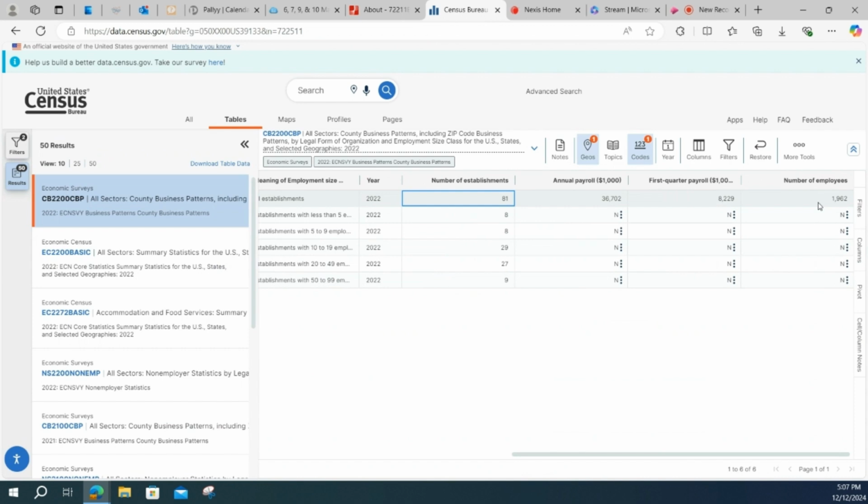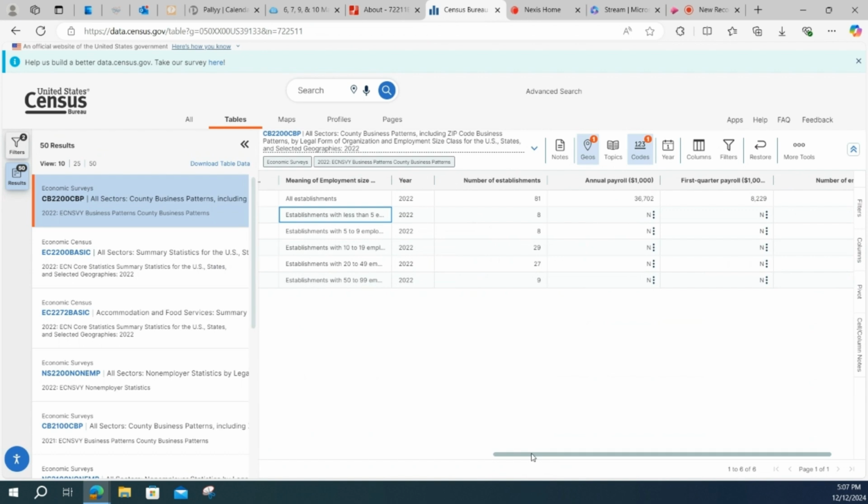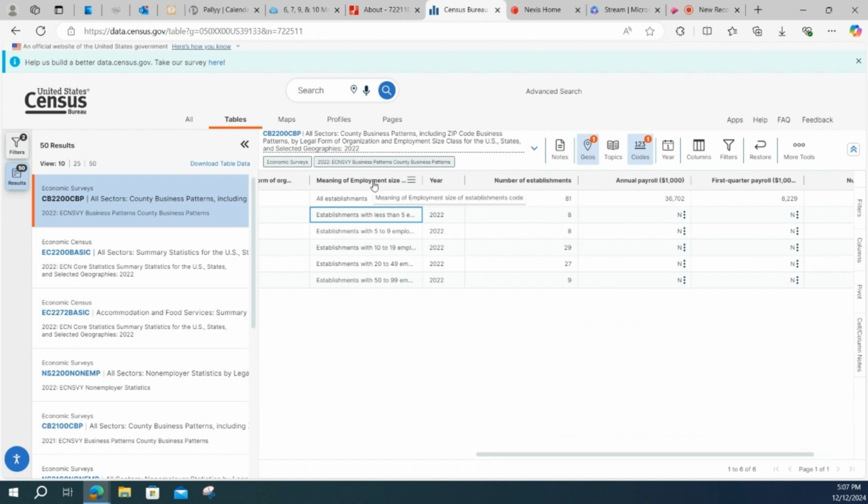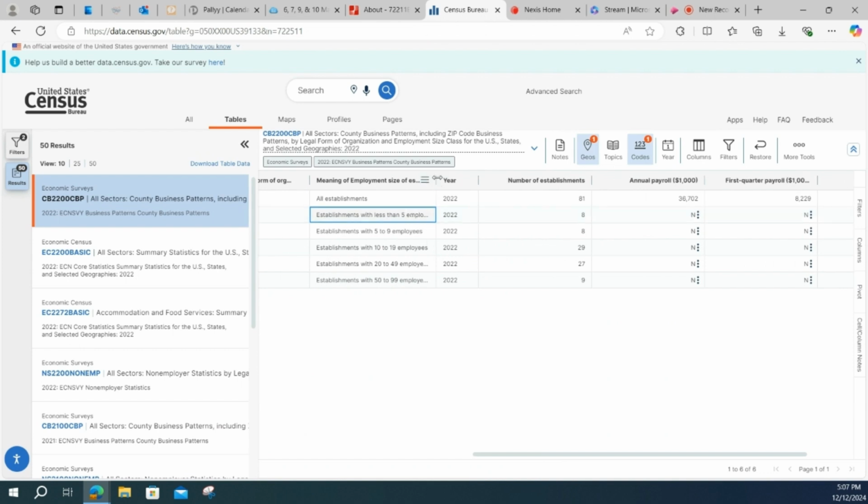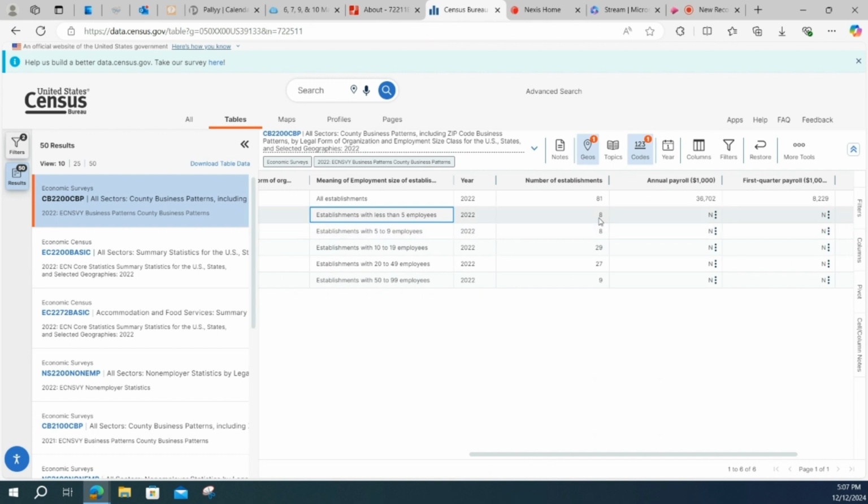And I could see some things about payroll. And then if I scroll down, it breaks it down by the size, like the number of employees. So it looks like there are 8 restaurants that have less than 5. And then there are way more, 29, that have 10 to 19 employees. So that might be interesting.